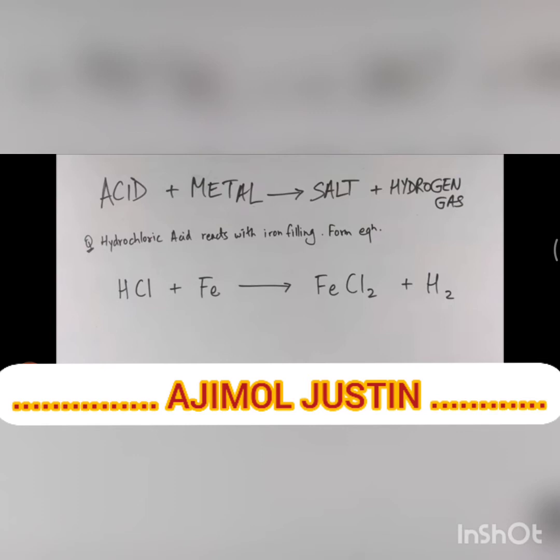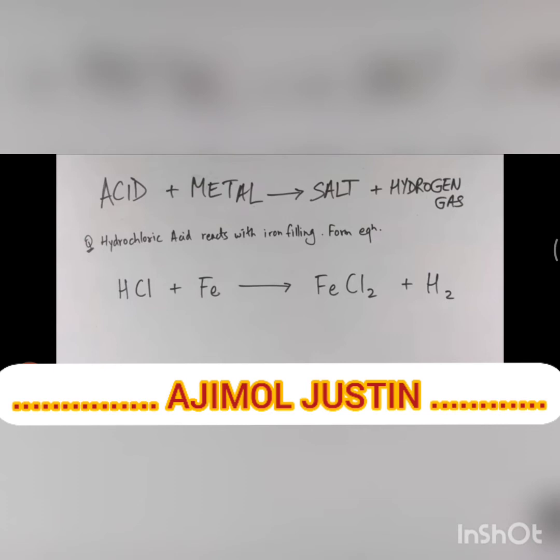The question can come like this. Hydrochloric acid reacts with iron filings, so form an equation. You have already learned the above equation: acid plus metal gives us salt and hydrogen gas. So hydrochloric acid, you know the formula of hydrochloric acid is HCl. With it you will put a plus sign. Iron filings. Iron, what is the symbol of iron? Fe.